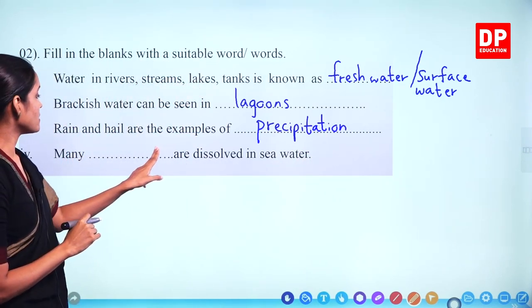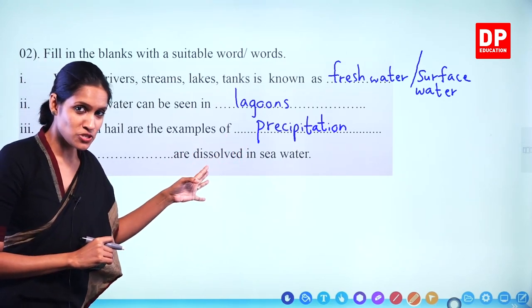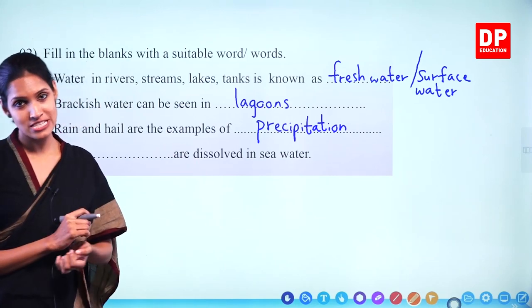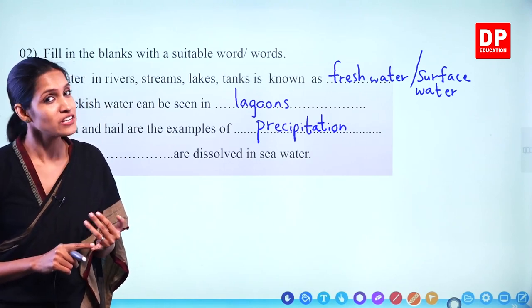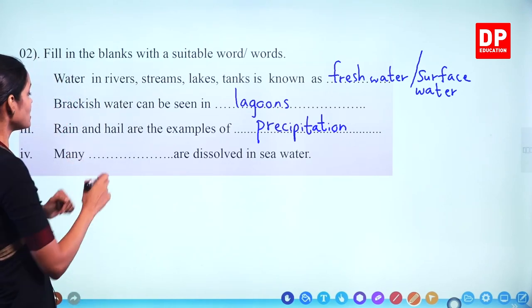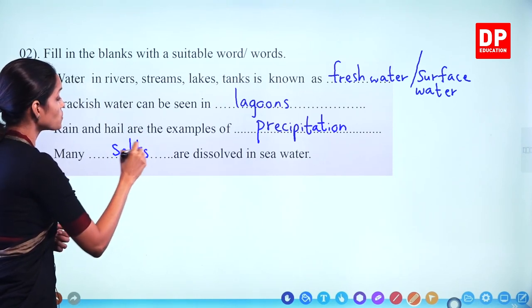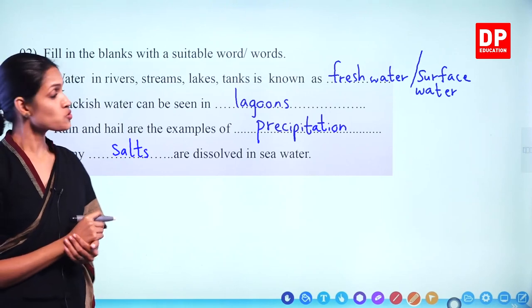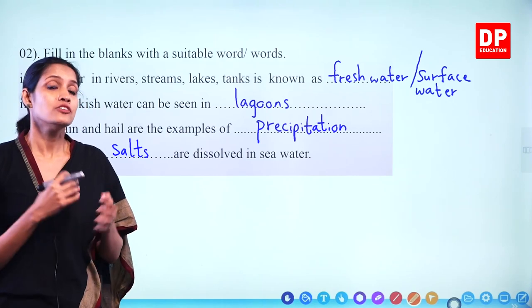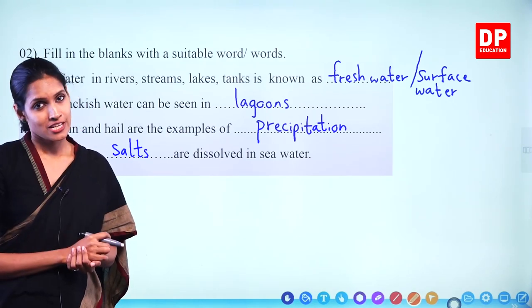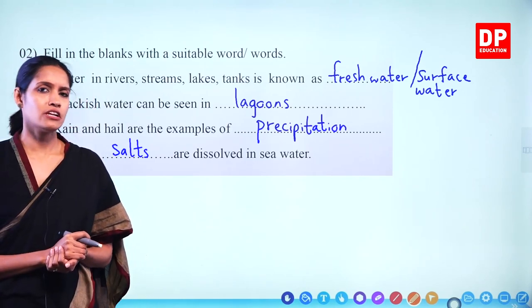Many blank are dissolved in sea water. What is dissolved in sea water? Different salts are dissolved in sea water. I told you, like sodium chloride, magnesium chloride. You remember, right? So many salts are dissolved in sea water. Out of these salts, sodium chloride salt is used as normal salt to cook food. Understand? Right, children. So, we completed the exercise given in the textbook.